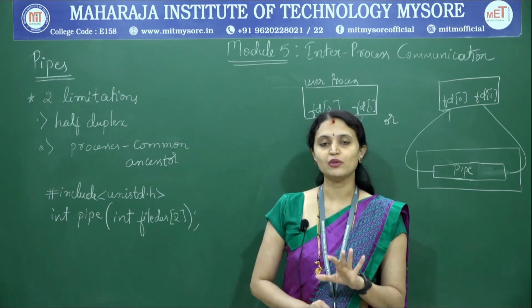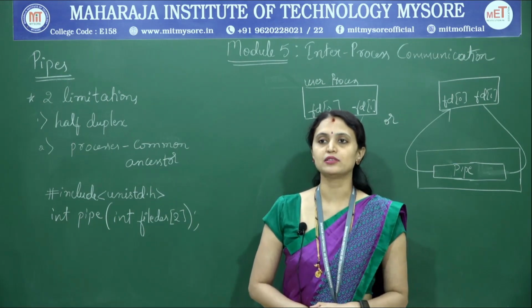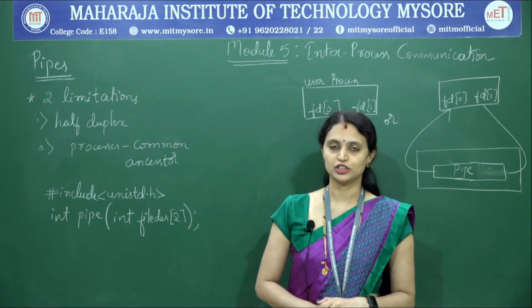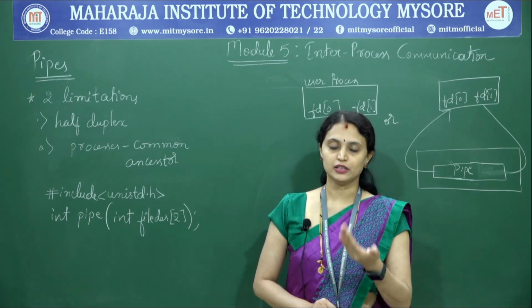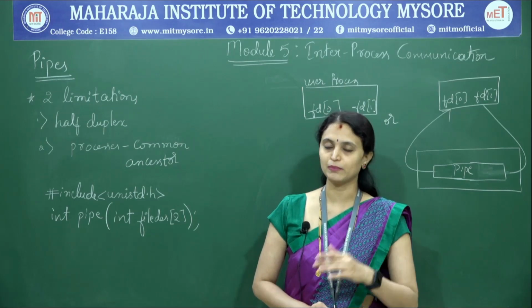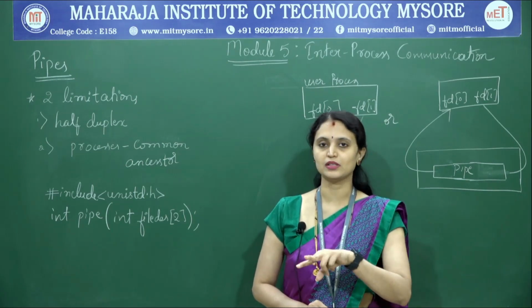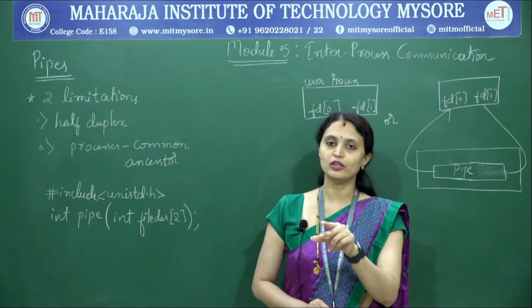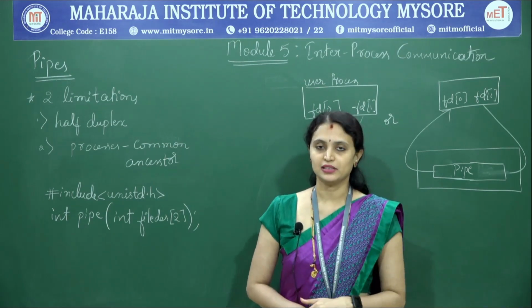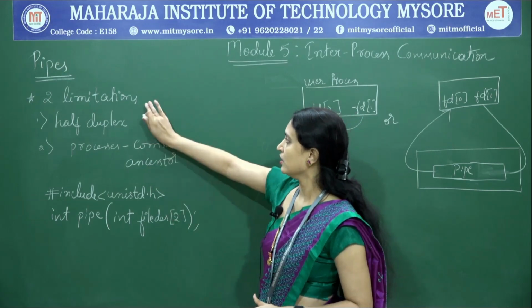Generally what happens is, a process will create another process by using the fork function, and the newly created process will be the child process of that parent process. So there will be a relationship between those two processes as parent and child. Only in that case can the pipe be established. These two were the limitations found in pipes.